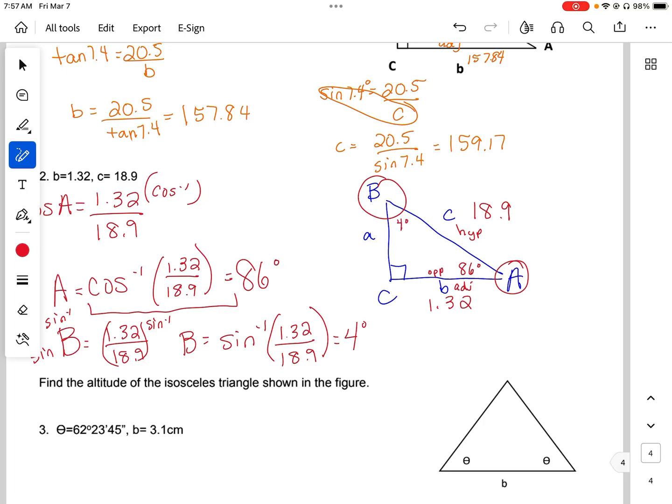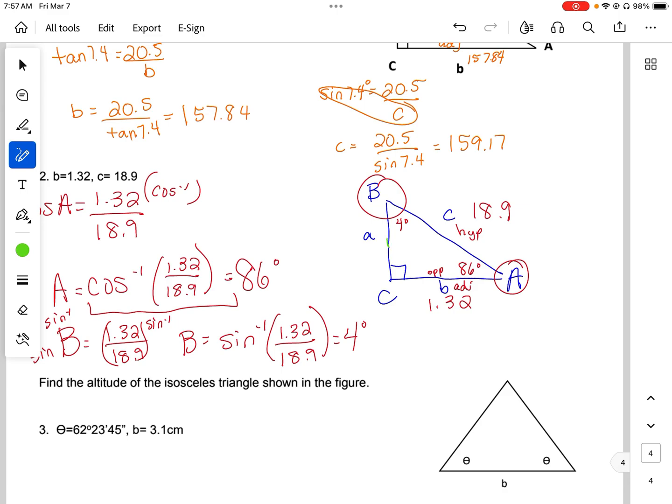And then we would just make sure that that makes sense. So we have 90, 86, and 4. So those all add up to 180. So then we're good. We could have also done this a different way and said 90 minus 86 gives us 4 instead of using a trig ratio. There's more than one way to do it. All right, let's go to our sides now.